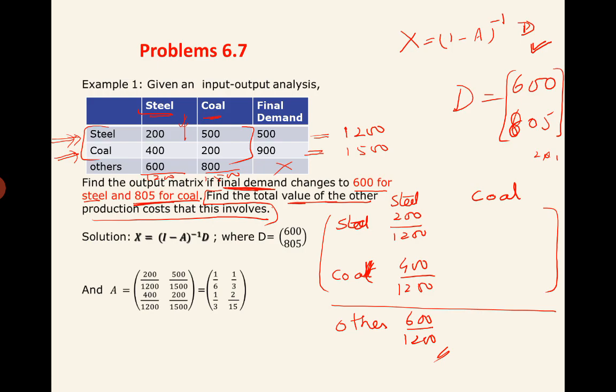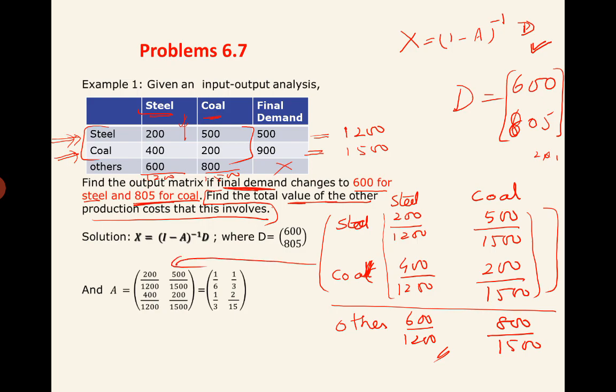For coal, 500 over the column total 1500, so 500 divided by 1500, and 200 divided by 1500. As the question is about other cost, we find the ratio for other cost as well: 800 divided by 1500. But our coefficient matrix deals only with internal demand, so we take A only for the first 2 rows and 2 columns. That will be our A matrix.